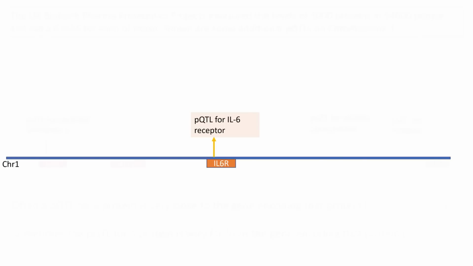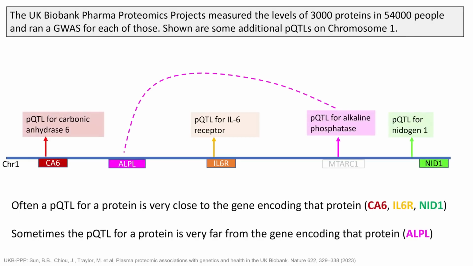Now here I'm representing work that was part of the UK Biobank Pharma Proteomics Project. This is the Sun et al. paper that came out last year, I believe. What I've done here is pick out a number of pQTLs, protein QTLs that sit on chromosome 1, where the gene encoding that protein is also on chromosome 1. You can see that there's a signal for an association for carbonic anhydrase 6, the protein, that happens to sit within the gene that encodes that protein. Skipping over, we've got this IL-6 receptor that we talked about.